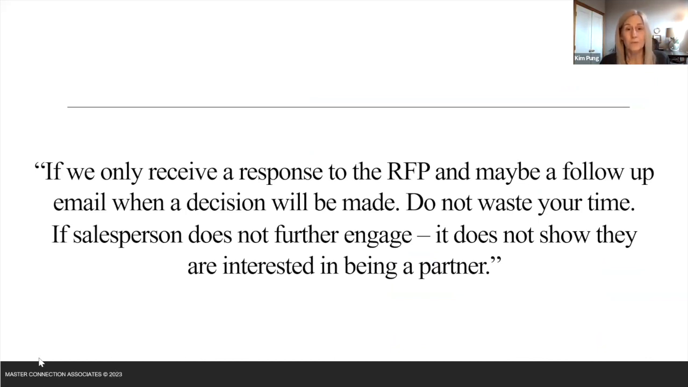If we only receive a response to an RFP and maybe a follow-up email when a decision is going to be made. So I fill out the RFP, I send it, no call, no question, no email. But then I follow up a day later and say, when are you going to make a decision? They're like, don't waste your time. Don't even waste your time. If a salesperson does not want to further engage, it does not show an interest in being a partner.